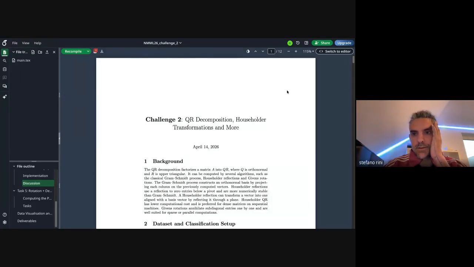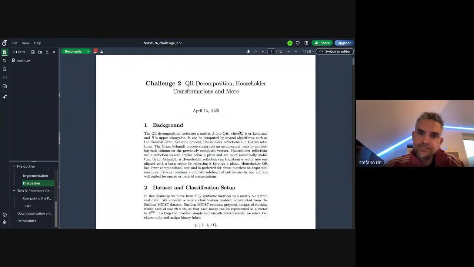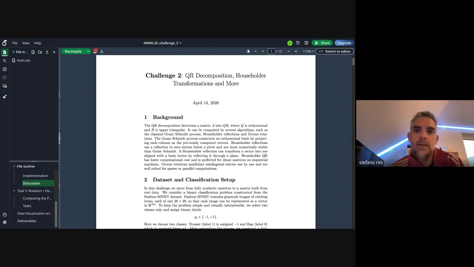As a first thing, let's go through the challenge that we released just now. The challenge is on QR decomposition, Householder transformation, and more. As I said multiple times, this type of matrix decomposition is fundamental in many machine learning applications, from linear regressors to, let's say, machine learning training and so on and so forth. So constrained optimization is very fundamental. This challenge will cover multiple aspects of this. The challenge has 5 different tasks, so it's kind of long.